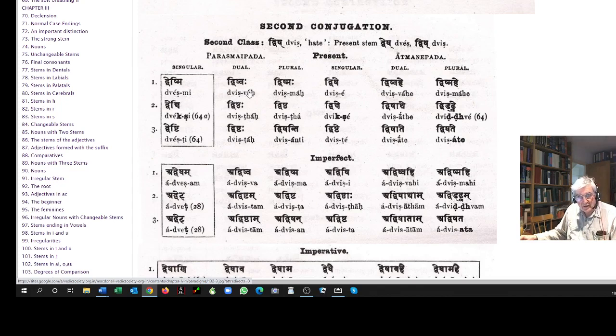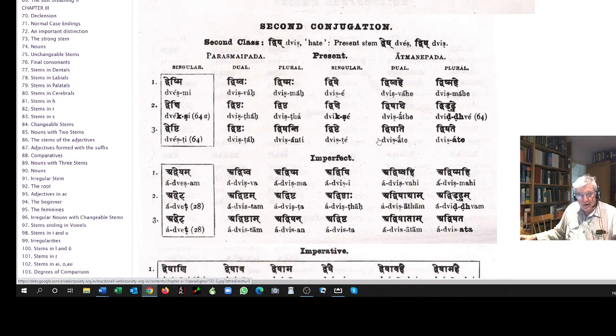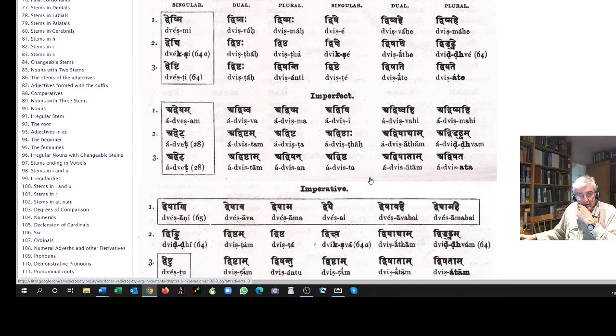MacDonnell very helpfully here puts a stress mark, that acute accent, nothing to do with long and short, it's purely to indicate where the stress was. And you'll see, sure enough, wherever you get the gunated form dveshmi, the stress mark is on it. Dveshmi, dvekshi, dveshti, but dvishvah, dvishtha, dvishanti, and so on. And similarly for various forms throughout the imperfect and the imperative.